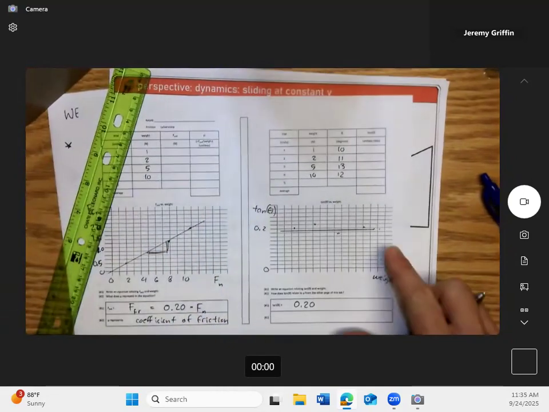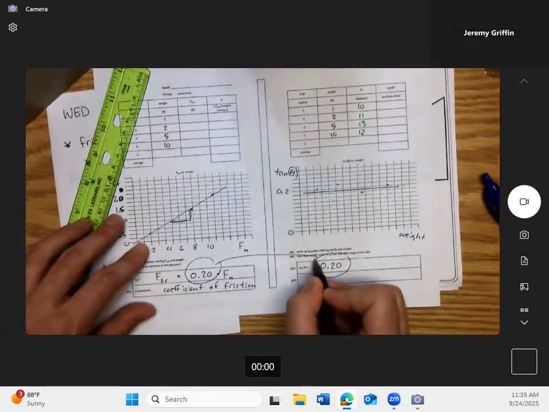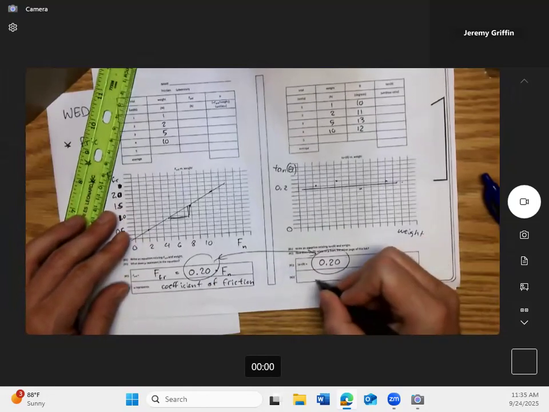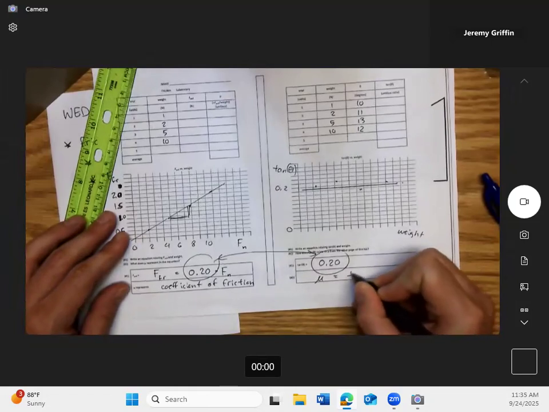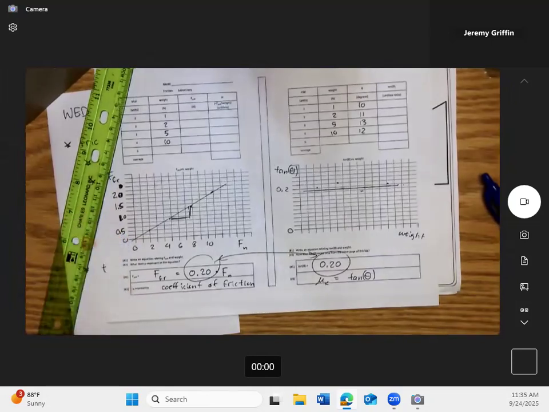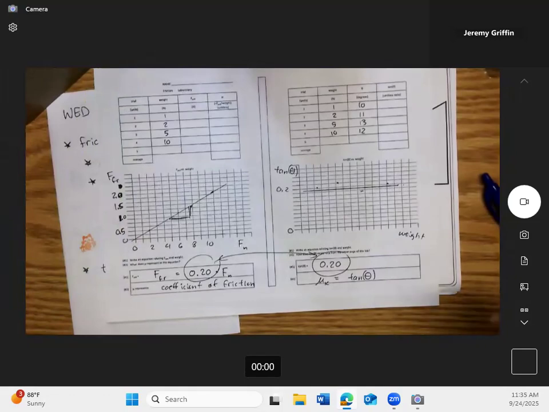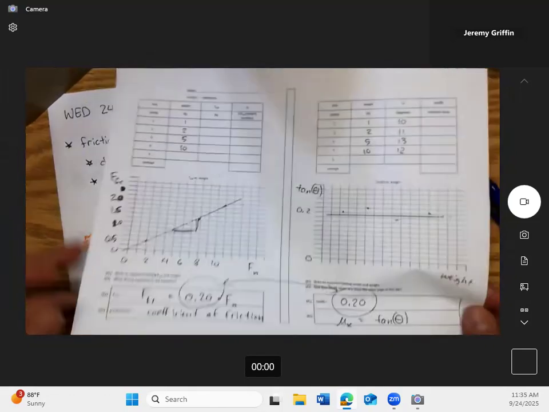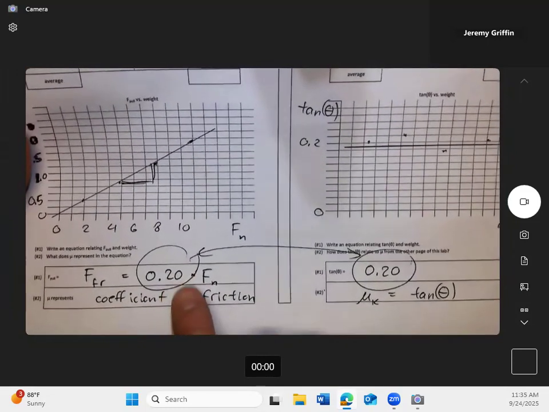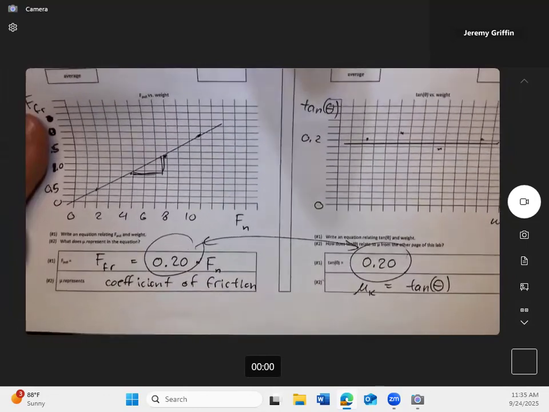And how many of you made the connection here? See, it's the same thing. So mu is tan theta. Or mu sub k is tan theta. They're the same thing. I've been walking around checking your work, and a lot of you were getting that. Maybe you got like 0.22 and 0.19 or 0.18 and 0.21, but they're all close.